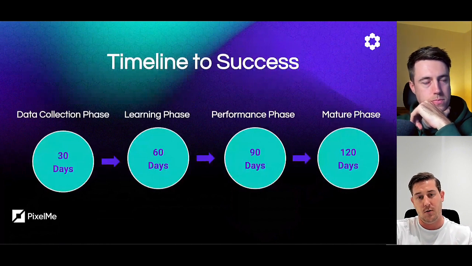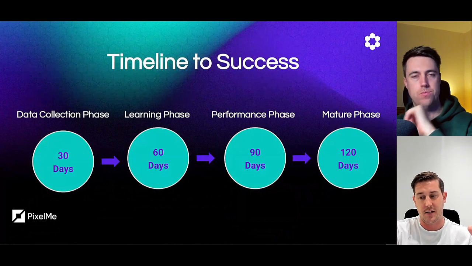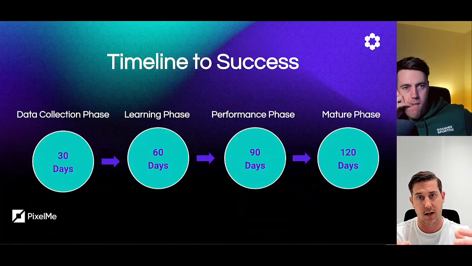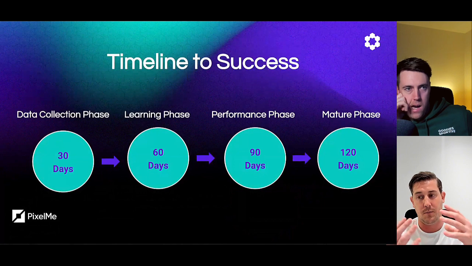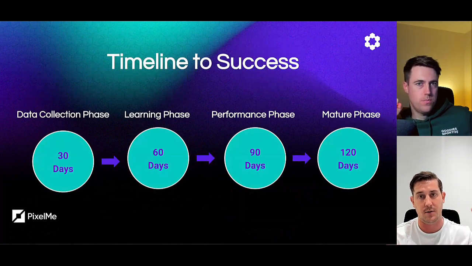Timeline to success, we consider this in 4 different phases, each one being a month. We have a data collection phase. That's where you're investing money, collecting data, so that we can bridge that gap between Google and Amazon and teach Google to better operate to achieve our goals.